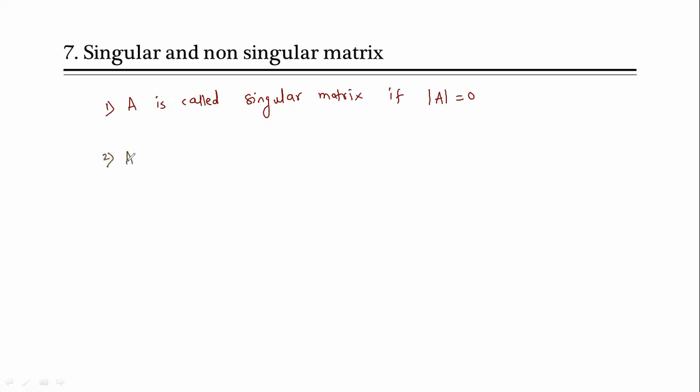Second, A is called a non-singular matrix if determinant of A is not equal to 0. These are the simple definitions. When is A called singular? Find out the determinant of the matrix. If the determinant value is 0, then the given matrix is singular. If not, it is non-singular. That is the simple concept.